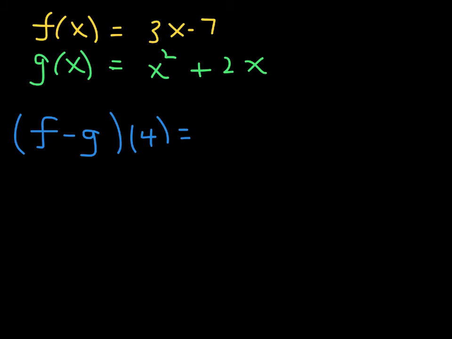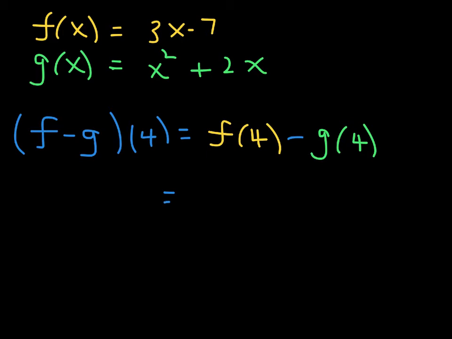Okay, this will be done quite similar to the previous problem. Basically, the only difference is, well, it's not f plus g, but it's f minus g. And also notice that your input value is 4. All right, so this is going to be the following. Take 4, plug it into f, and then subtract what you get when you take 4 and plug it into g. All right, so let's see if I can show you how this works out.